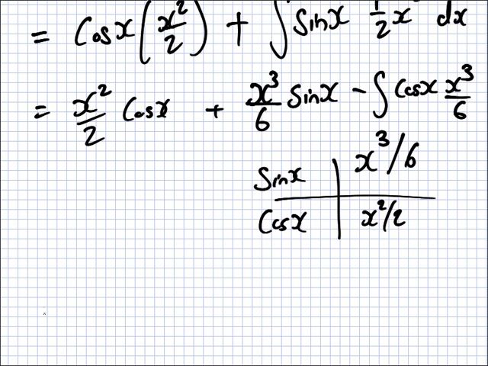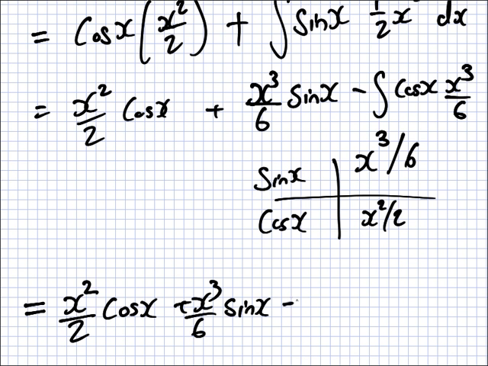So what will happen is you'll get x squared over 2 cos x plus x cubed over 6 sin x plus x to the 4 over 24 cos x plus, and I'll just keep continuing.